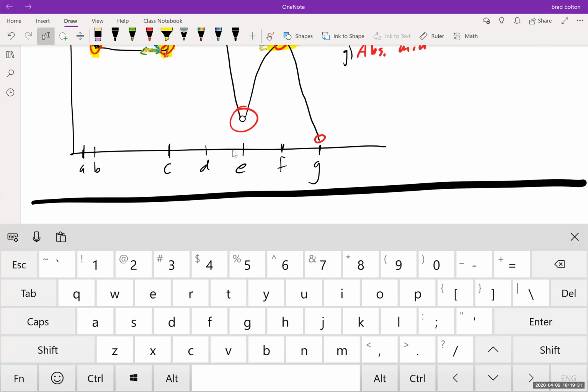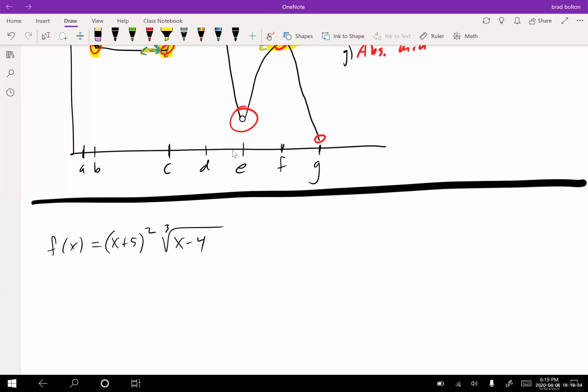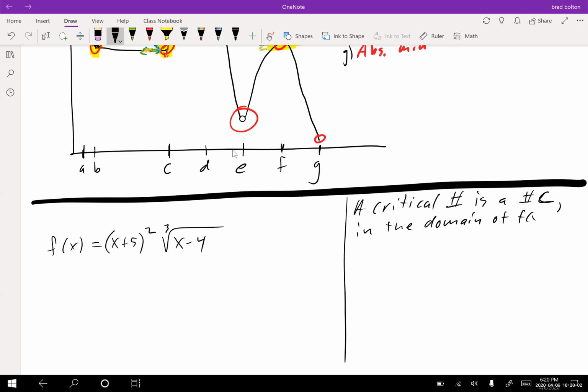So let me write over here. A critical number is a number c in the domain, this is very important, in the domain of f of x, such that either f prime of c equals 0 or f prime of c is DNE, does not exist.